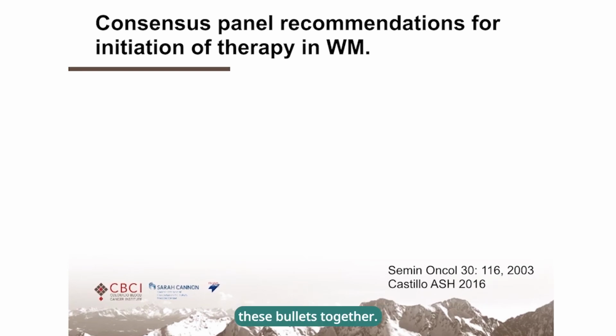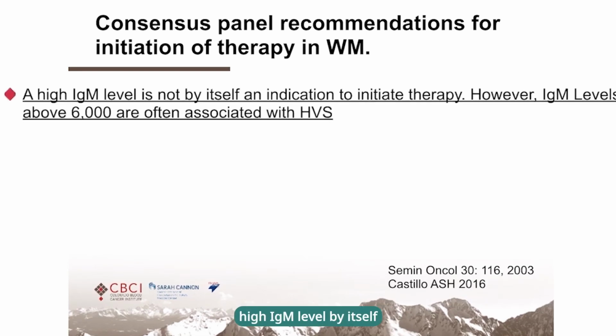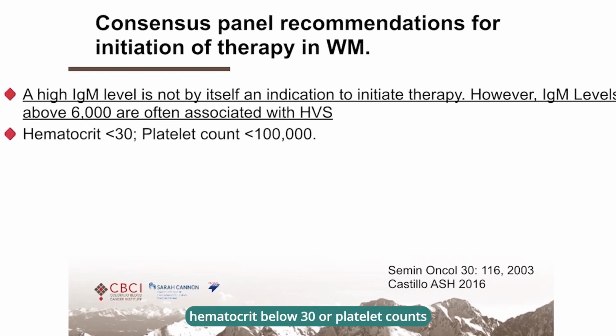The WM working group has come up with a consensus panel for recommending when to initiate treatment. And we'll go through these bullets together. The first is that a high IgM level by itself is not an indication to initiate therapy. That is, the IgM level, we don't look at that by itself to make a treatment decision. An exception might be if the IgM level gets above 6,000. Very often those patients have hyperviscosity or may develop hyperviscosity soon, so some docs will treat at that level. If patients have hematocrits below 30 or platelet count below 100,000, that's considered an indication to initiate treatment.